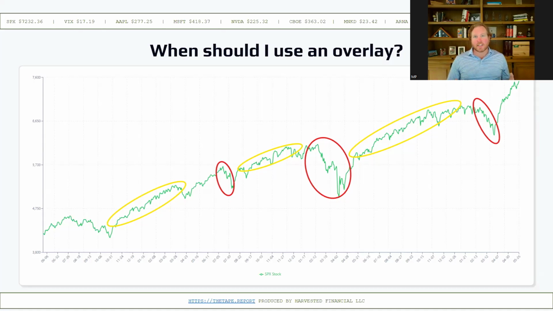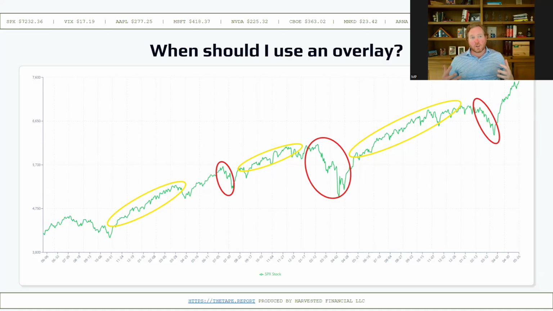There's the great stat that something like 95% of fund managers don't beat the S&P 500 because, well, timing and picking stocks is a really difficult job. So the idea of overlays, and particularly the systematic overlays that we deploy at Harvested, is that they're useful most of the time. So we have the yellow regions here when the market is trending up in low vol periods, and then the red bubbles when the market's crashing.